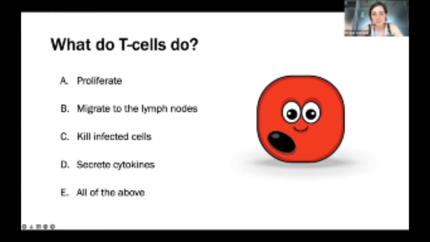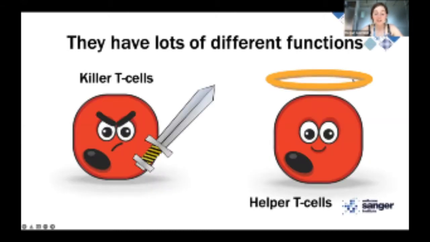Yes, very quick response. We've got at least 80% going for all of the above. Okay, great. So you realise how important T cells are, and they do have lots of different functions. You can group them into killer T cells, which are CD8 positive, and helper T cells, which are the ones that communicate more with other cells. And because they have lots of different functions, there's also a lot of things that can go wrong.